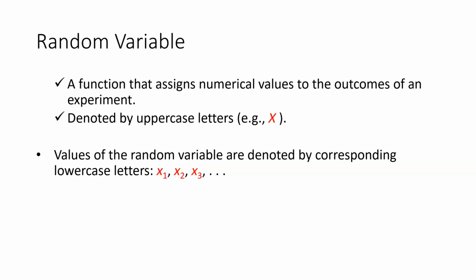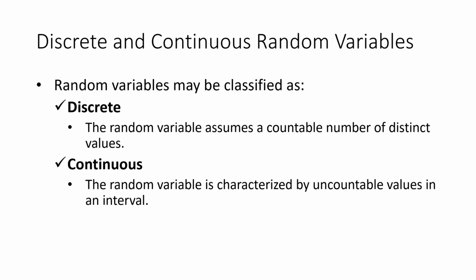A random variable, we usually use the capital letter X to denote it, and the values of the random variable correspond to the lowercase letters. So we can have discrete random variables or continuous random variables. Discrete are countable, distinct, different values, and continuous are uncountable values in an interval. We could get a little bit closer, a little bit closer, a little bit closer.